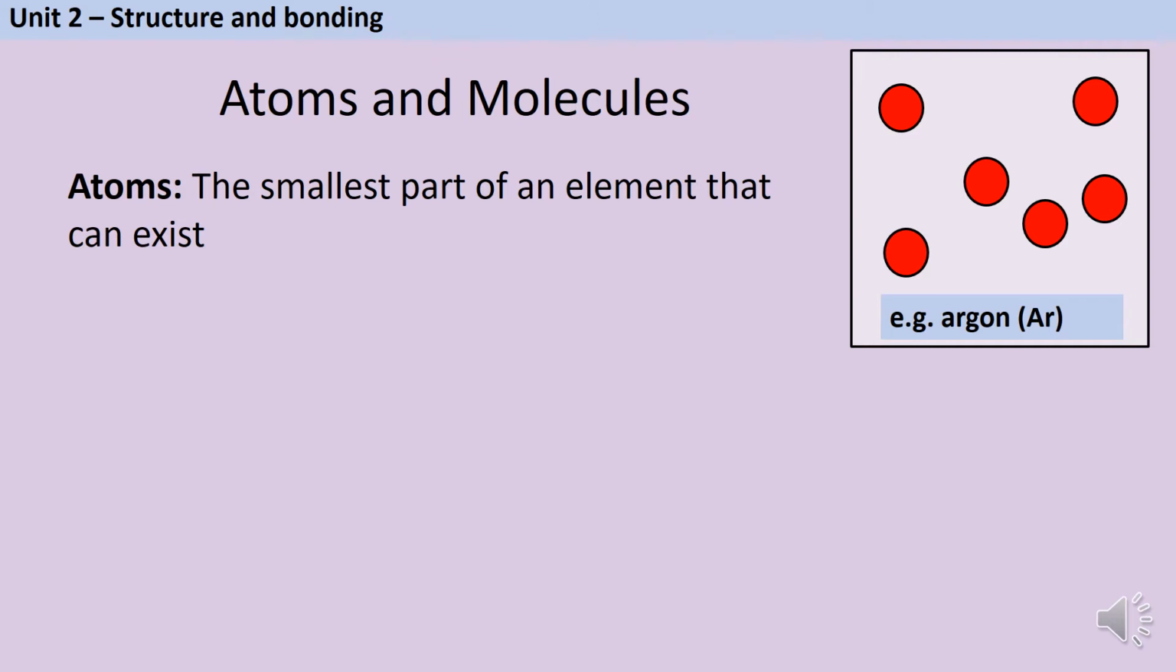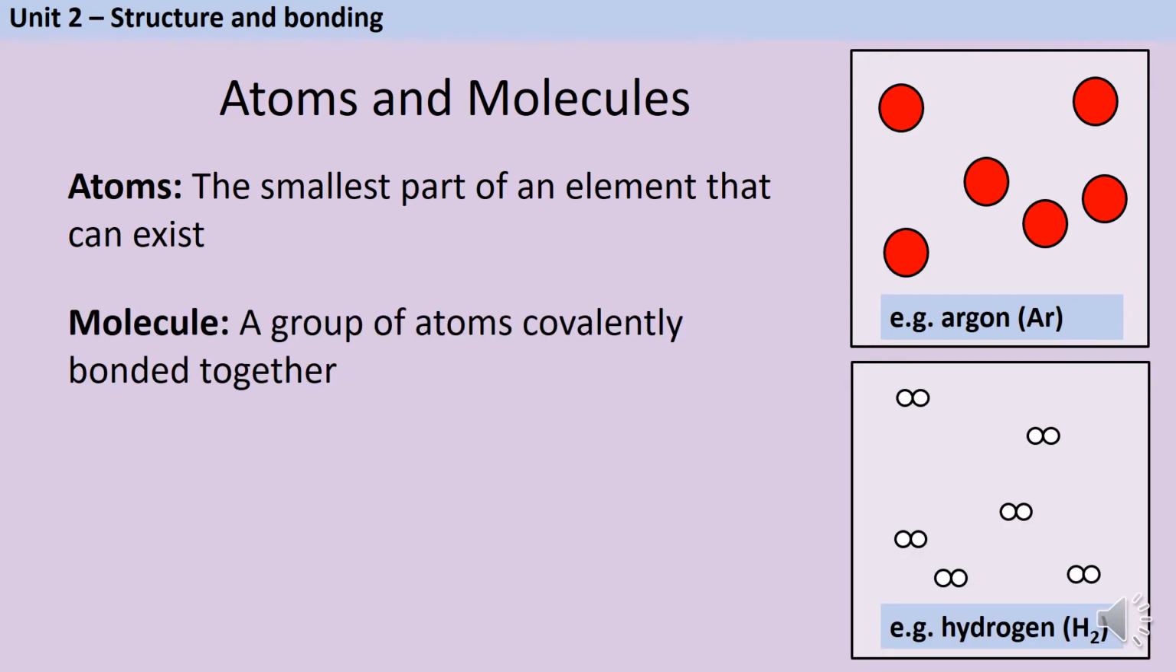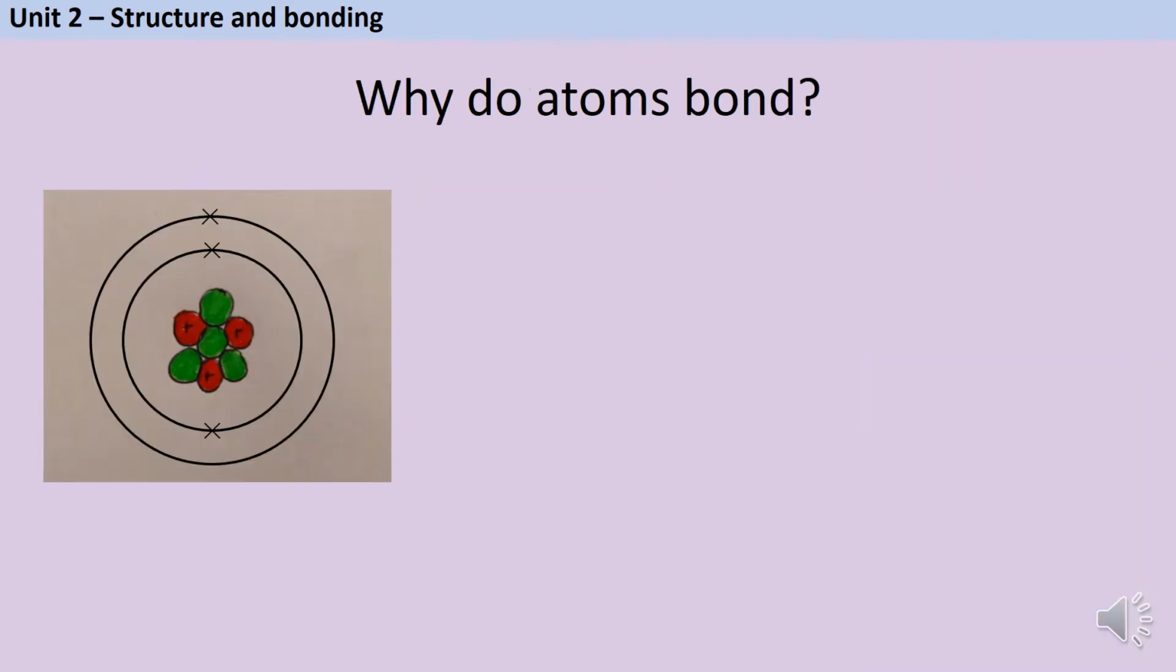Now, those atoms can join together to form molecules. So a molecule is a group of atoms that are covalently bonded together. And if you're learning about this for the first time and you haven't met that word yet, don't worry. But the important thing is that only nonmetals form covalent bonds. So you can see in my picture of hydrogen here, each individual hydrogen atom has a paired one that it is joined with, it's bonded with, and that makes a molecule.